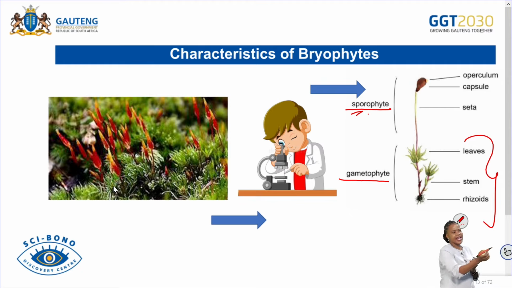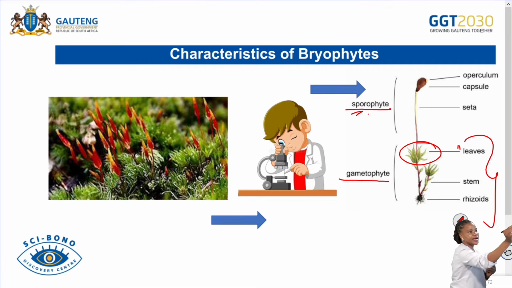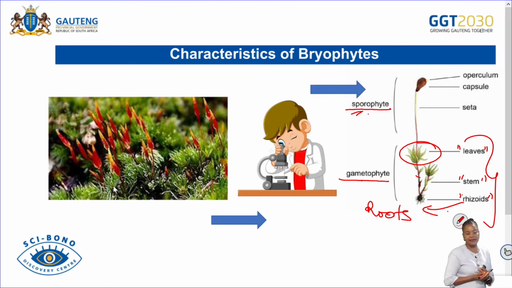The gametophyte generation is made up of the leaves, and these are not true leaves; they are referred to as leaflets. It is also made up of the stem, which is not a true stem. And lastly, it is made up of the rhizoids. The rhizoids are the false roots. In other words, instead of having roots, they have rhizoids.